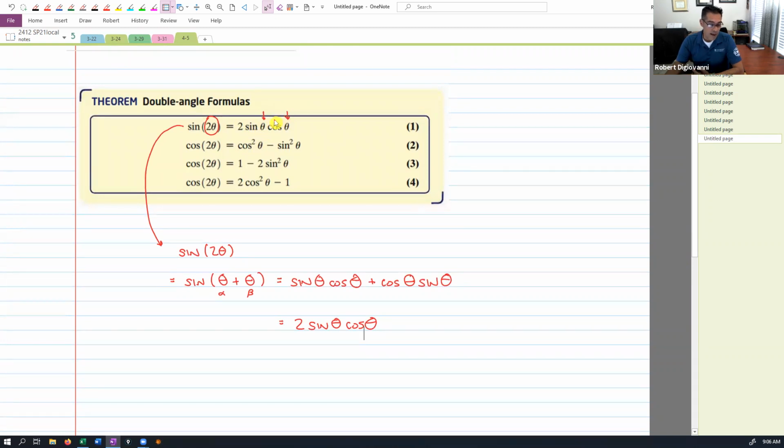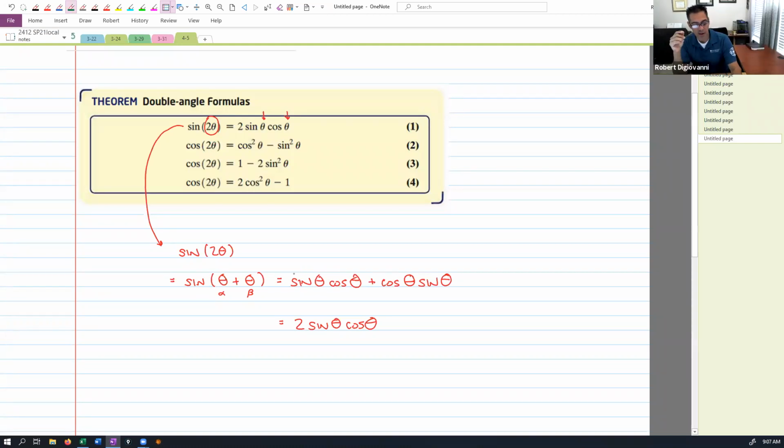So that's how we would get that one. And then the next ones are found the same way. But what I'm going to point out, and I want you to make sure you understand, is that for sine of 2 theta, there is only one formula. Why would it not be 2 sine of theta, 2 cosine of theta?